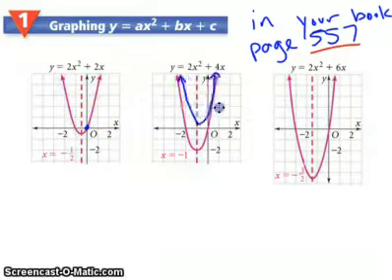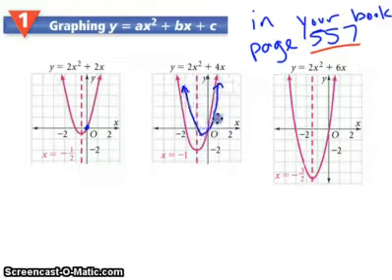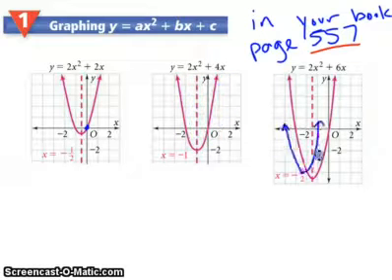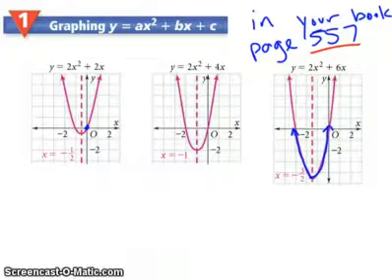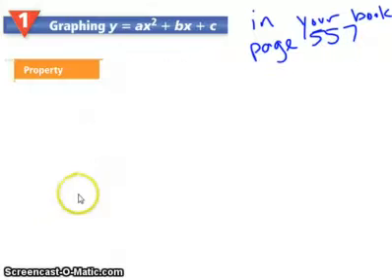So here's 4x. If we were to add 2x, it'd be here. If we add 4x, it's down here. And then finally, way down here, if I get my 6x. So it's moving the vertex down and to the left. And so there is a pattern there that we can start to realize. That pattern is described in your book. You'll see it right here on page 557. There is a place where it describes this property in a box.